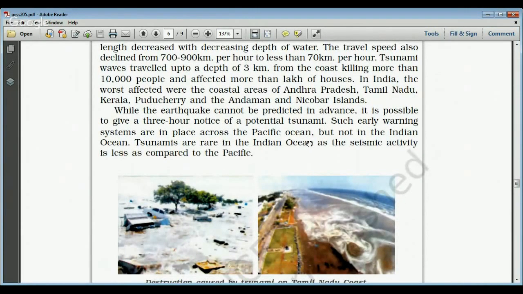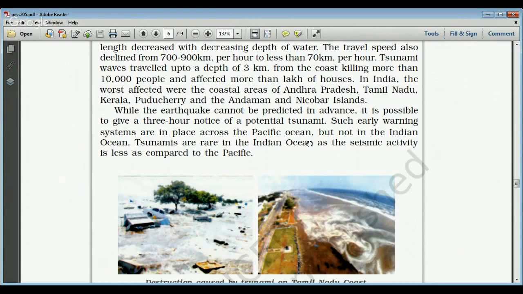See, an earthquake cannot be predicted in advance, but it is very possible to give a 3-hour notice of a potential tsunami. India has fixed some tsunami measuring instruments in the Indian Ocean and also in the Pacific Ocean. The instruments in the Pacific Ocean are by the USA and other countries. But generally, in the Indian Ocean, these types of tsunamis are very rare, and that is why the seismic activity in the Indian Ocean is very less as compared to the Pacific.